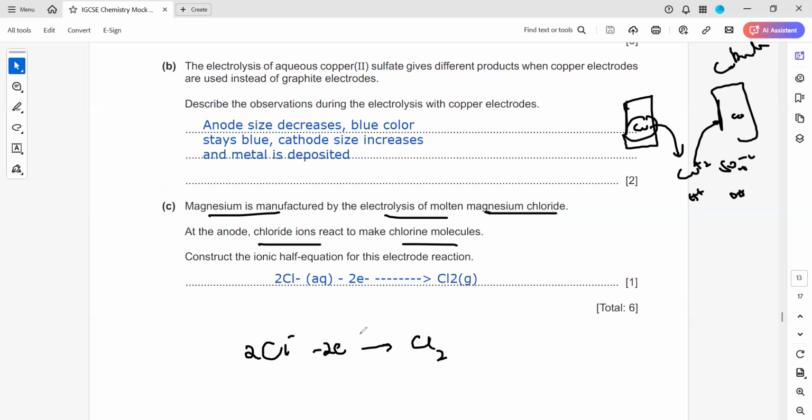Usually in the exam, instead of writing minus e, they move the electron to the other side. So they write 2 chloride ions form a chlorine molecule plus 2e. This is not wrong, but they write electrons on the right hand side when it is a loss, and on the left hand side when it is a gain. Yes, an electron has a charge of minus. 2e minus.